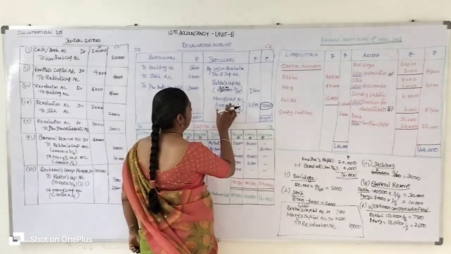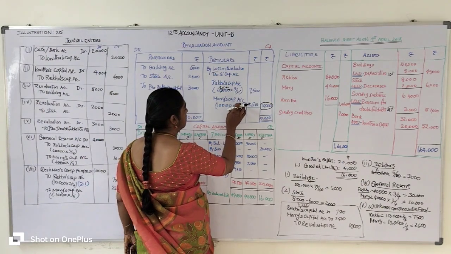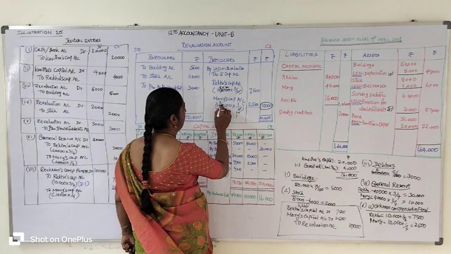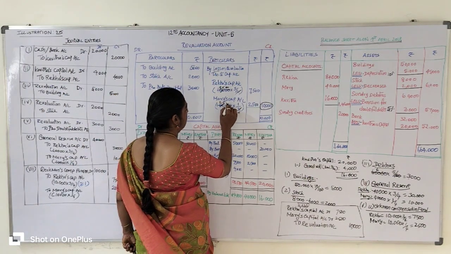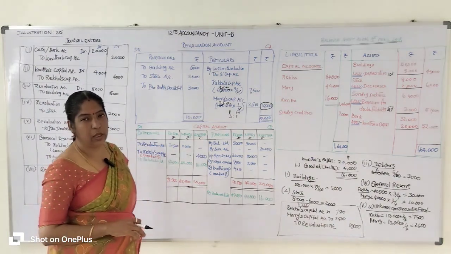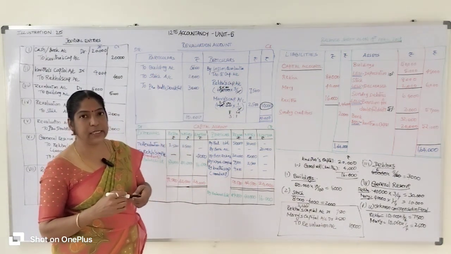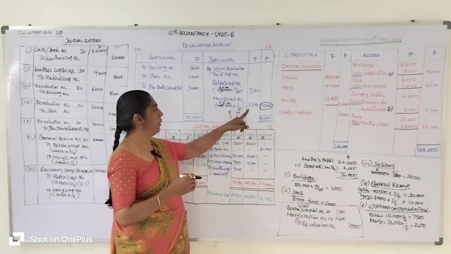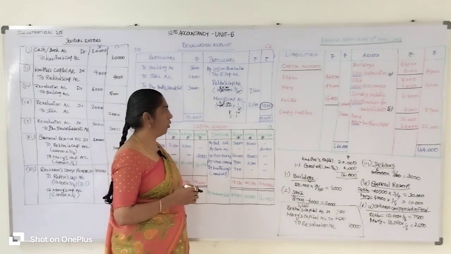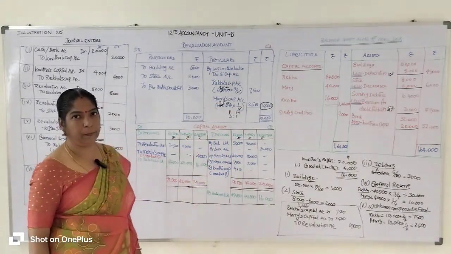Then we are going to calculate that 10,000 loss with Mary's old profit sharing ratio. 1 4 is 4, 2 4s are 8, 5 4s are 20, 20 is to be added, 2,500 into 1 is 2,500 rupees. So that loss on revaluation we immediately distribute to the old partner Mary's capital account with Mary's profit sharing ratio 1:4. Okay, so we prepared the revaluation account.